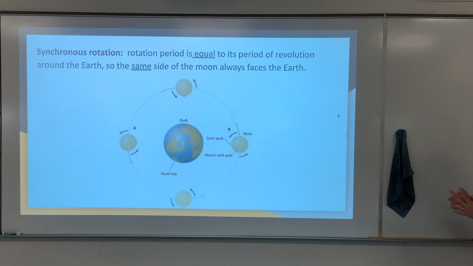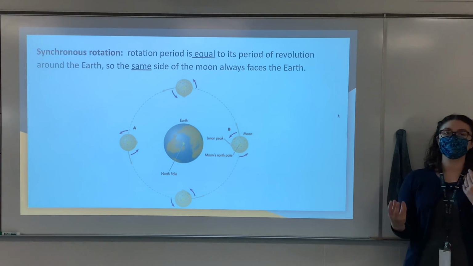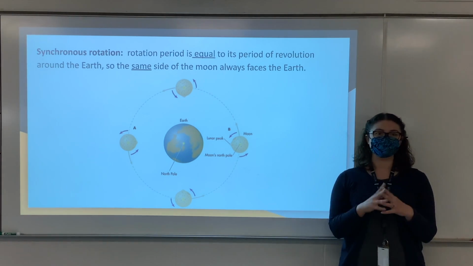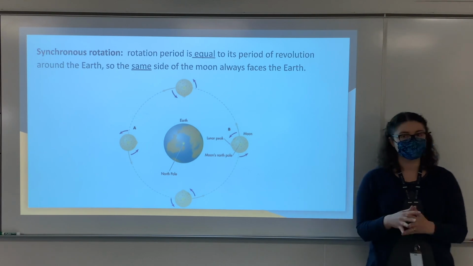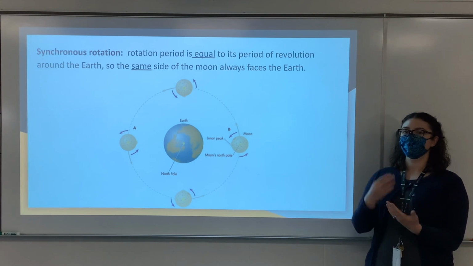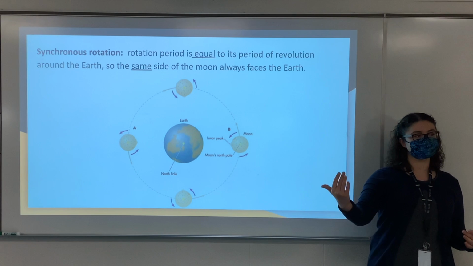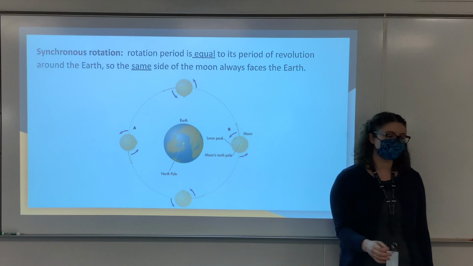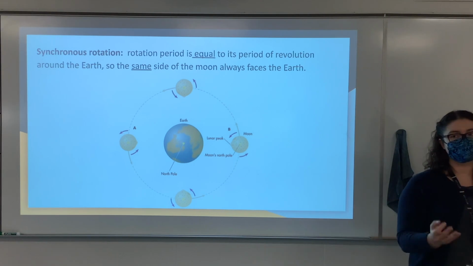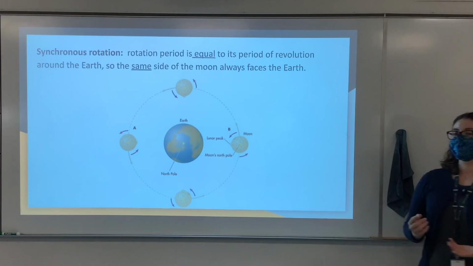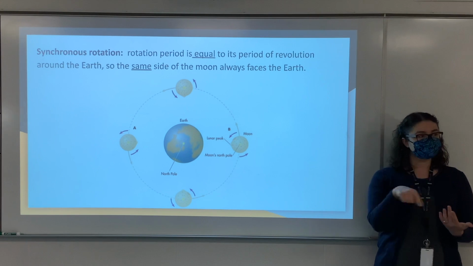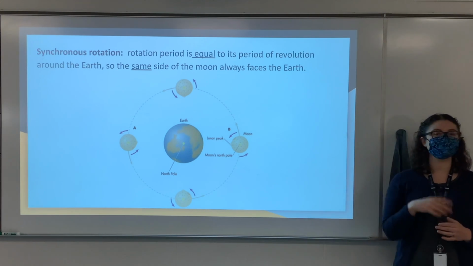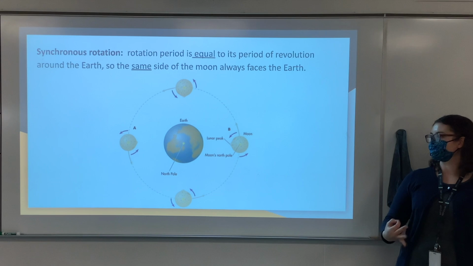So let's talk about synchronous rotation. You might have heard the idea that the moon is tidally locked with the Earth, or that only one side of the moon ever faces Earth. And that is correct because of synchronous rotation. Synchronous rotation basically means that the revolution period of the moon is equal to its rotation period.